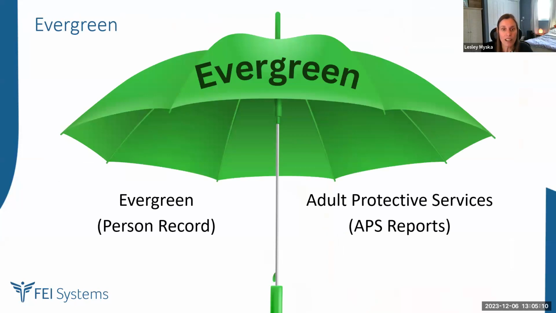It's important to convey that Evergreen is a shared system. It does have two different sections of the system. One is for our adult protective services programs, and they collect adult protective services reports, or APS reports, in that side of the system. And then the other side is referred to as Evergreen, or the person record. And that's where we're going to focus our training today, on the Evergreen side of the house. This is where all of our EIS functionality will live.